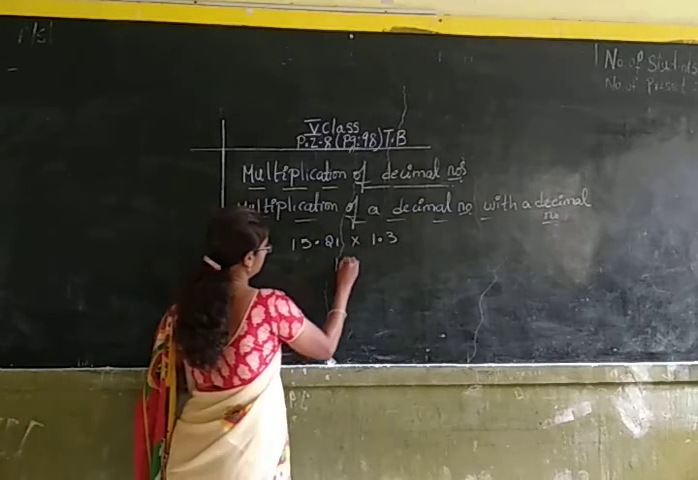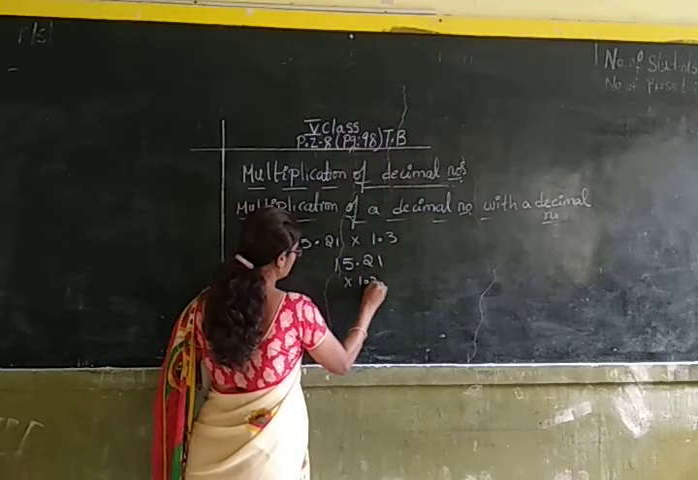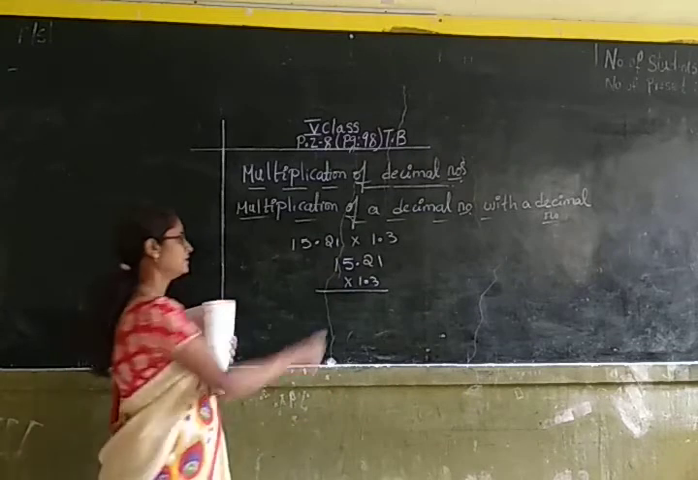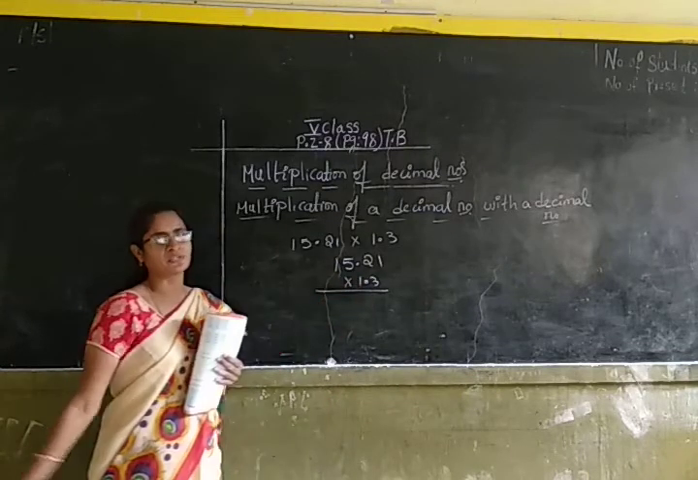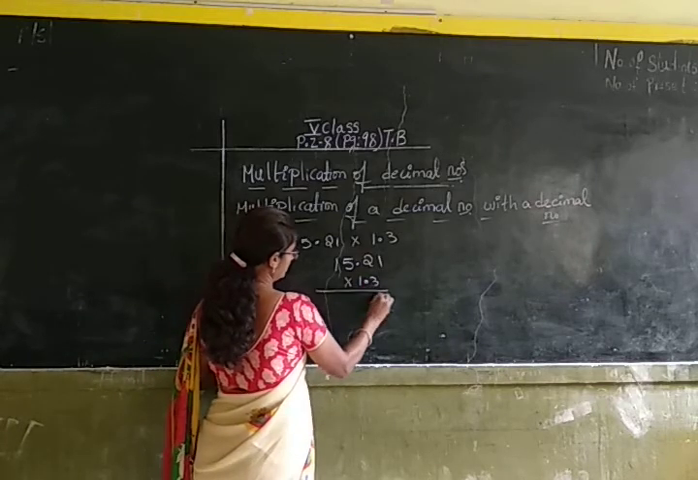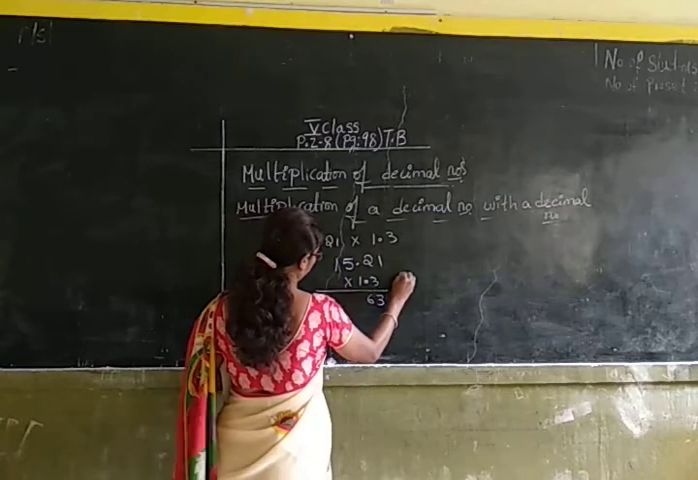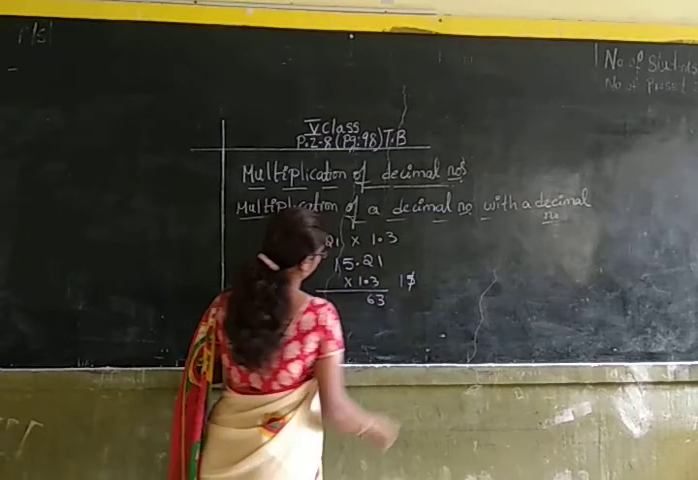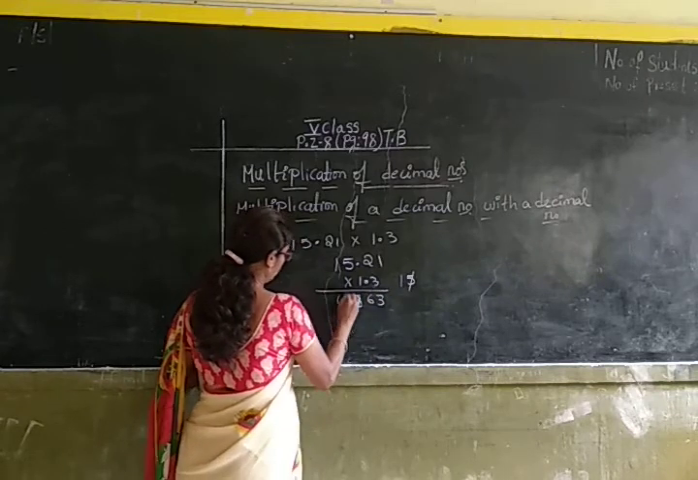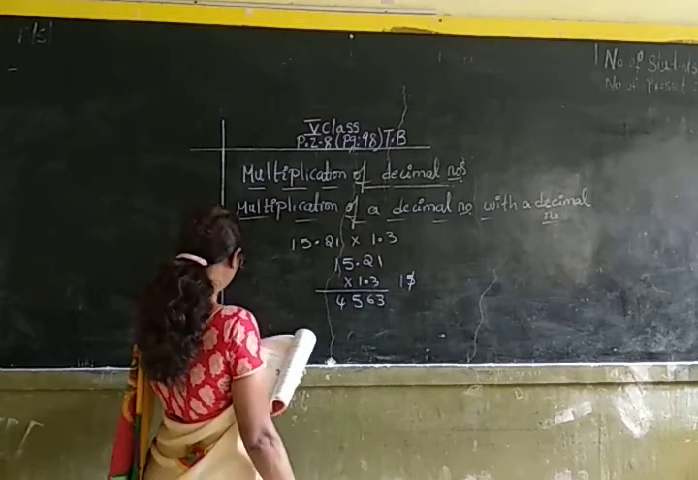Okay students, 15.21 into 1.3. First we have to do the normal multiplication, ignoring the decimal points in both the numbers. Okay children. So let us multiply the whole number with 3. 3 ones are 3, 3 twos are 6, 3 fives are 15, 3 ones are 3 plus 1, 4. Okay children. First we have multiplied the whole number with 3.